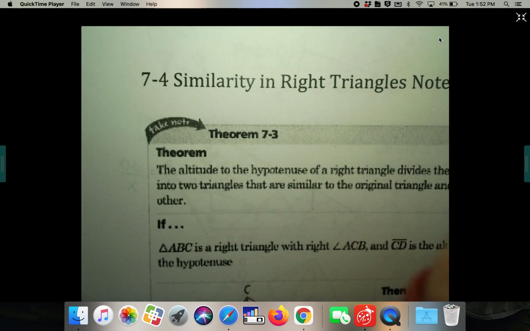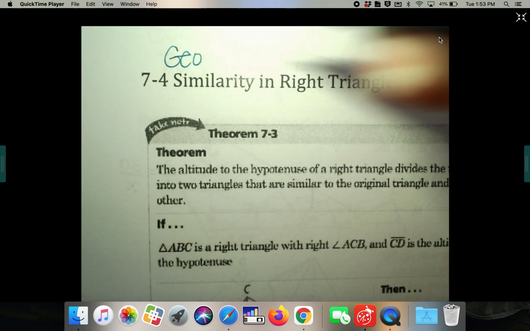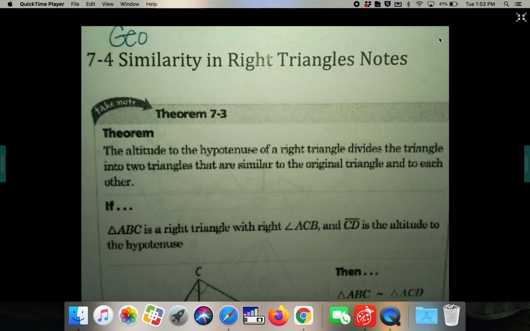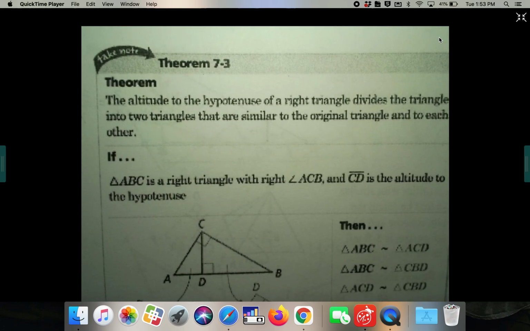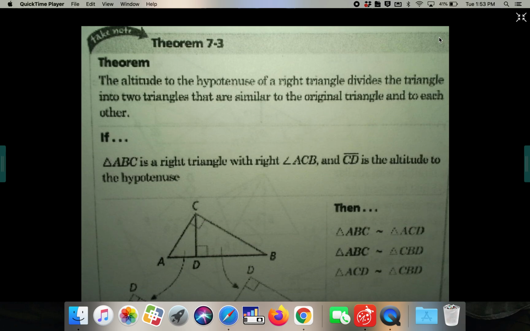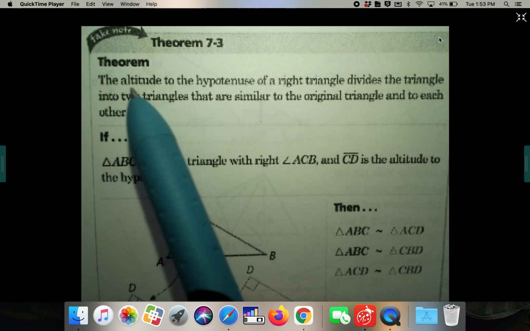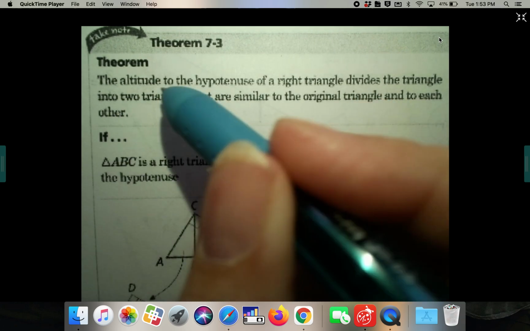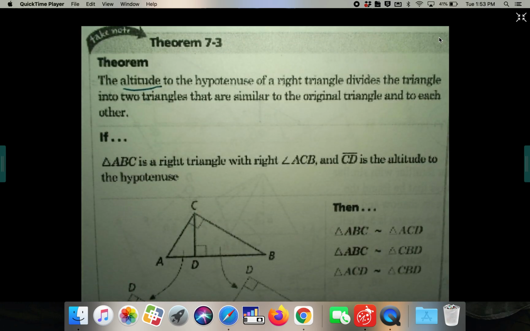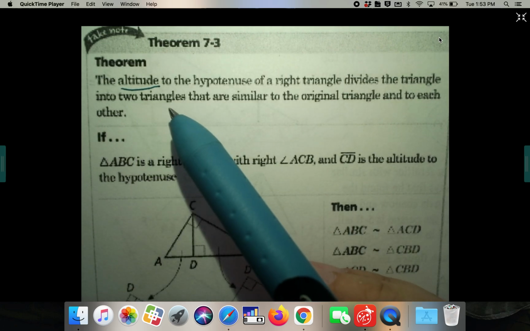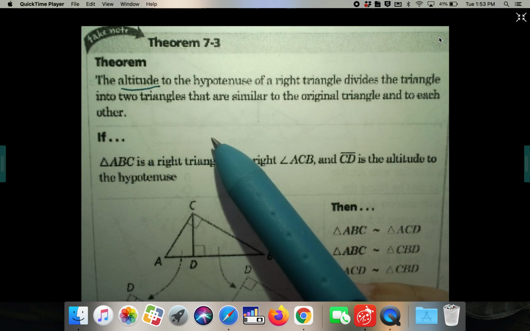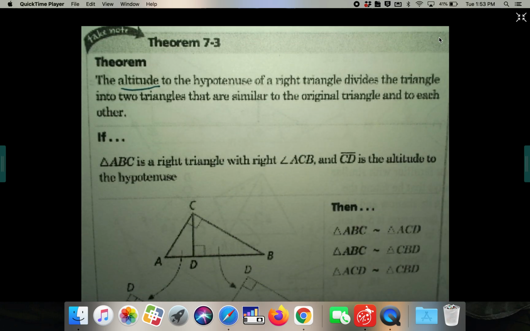Okay, for geometry 7.4, we are looking at similarity in right triangles. So these are your notes for that. The first theorem is talking about altitudes. It's a little blurry, sorry about that, but what it says is the altitude to the hypotenuse of a right triangle divides the triangle into two triangles that are similar to the original one and similar to each other.